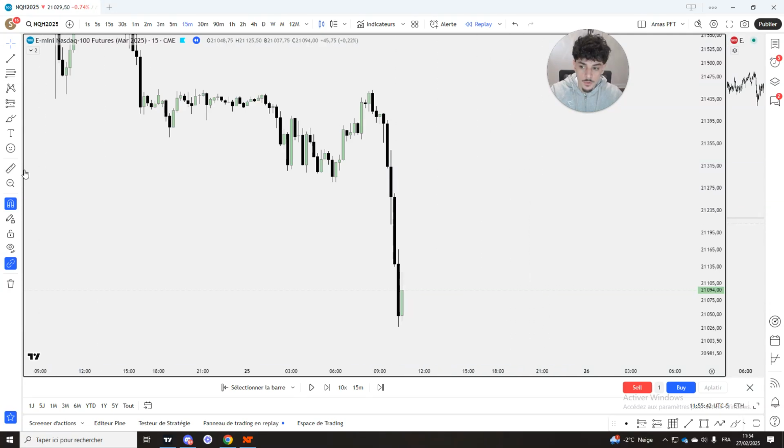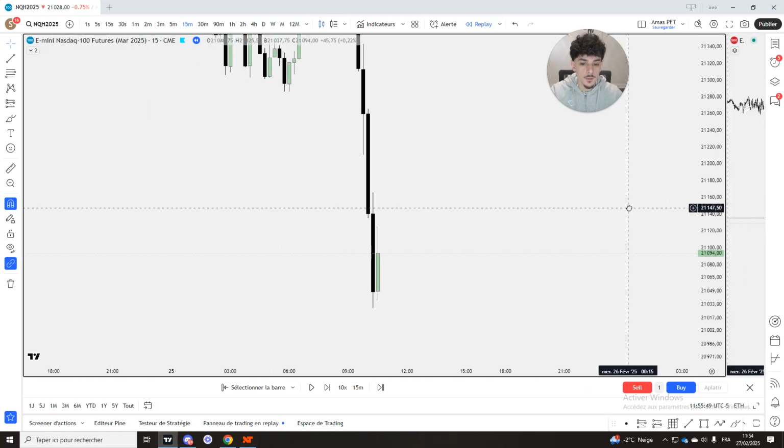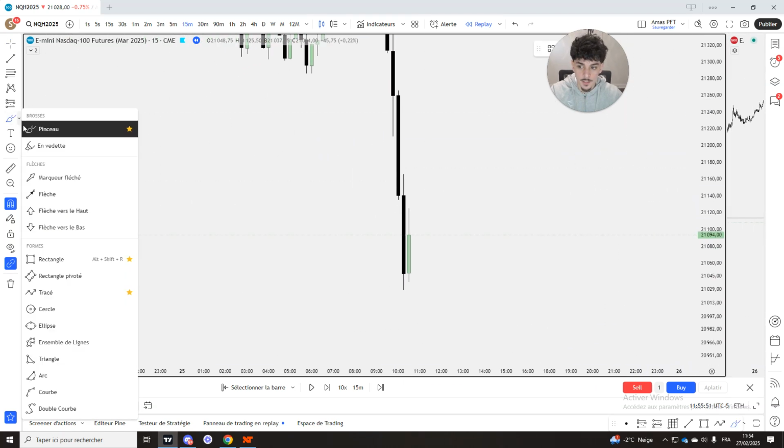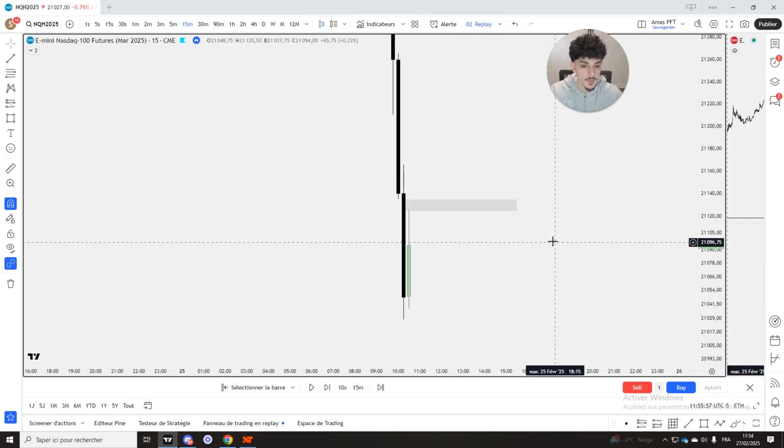What's up, guys? Today I'm going to show you two trades you could have caught on Monday using the inversion fair value gap strategy. So the only thing we need is a sweep of liquidity into a 15-minute fair value gap, then inverse the gap in the opposite direction.